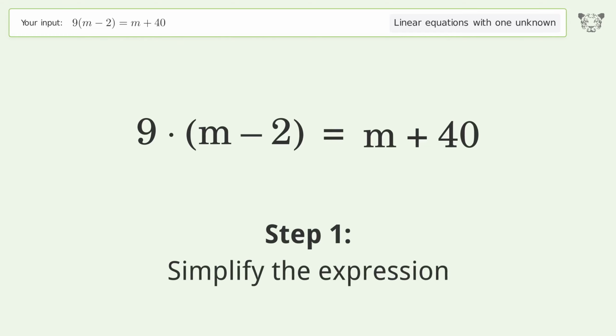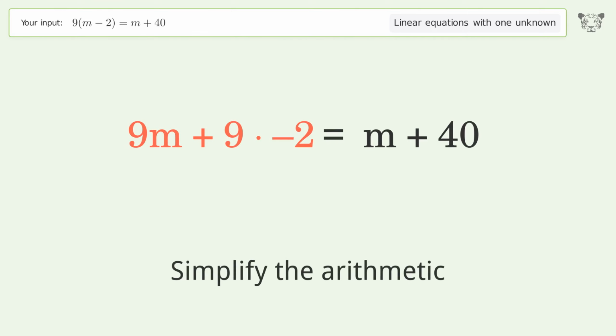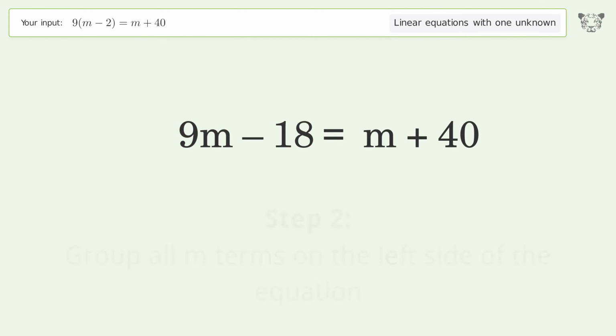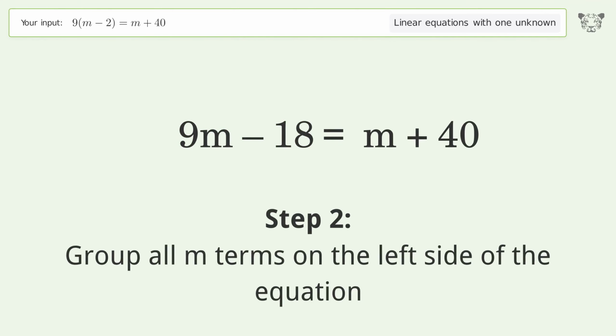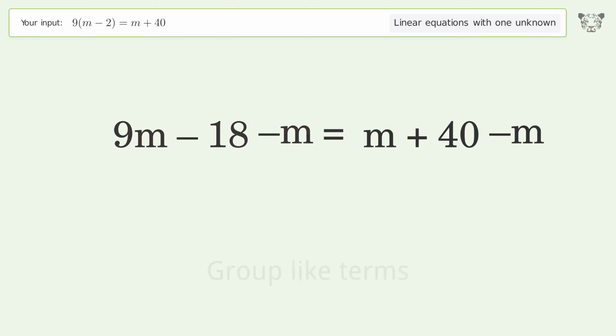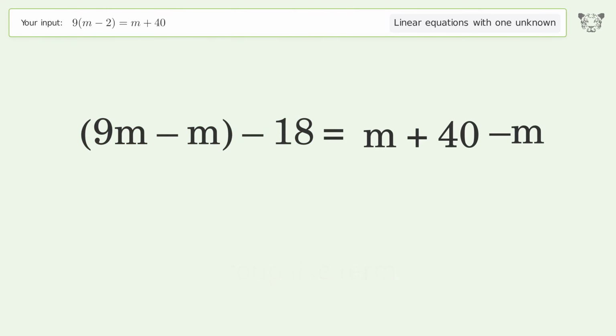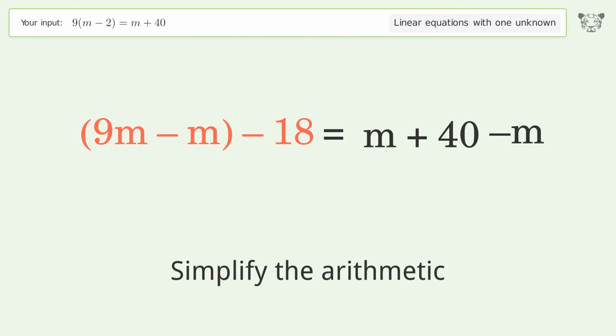Simplify the expression. Expand the parentheses. Simplify the arithmetic. Group all m terms on the left side of the equation. Subtract m from both sides. Group like terms. Simplify the arithmetic.